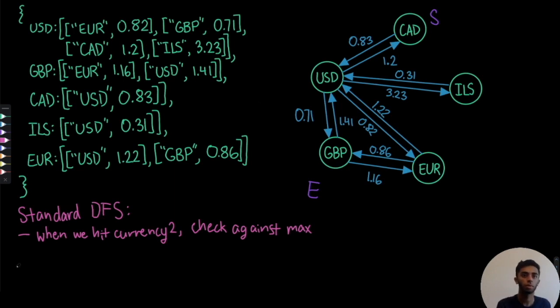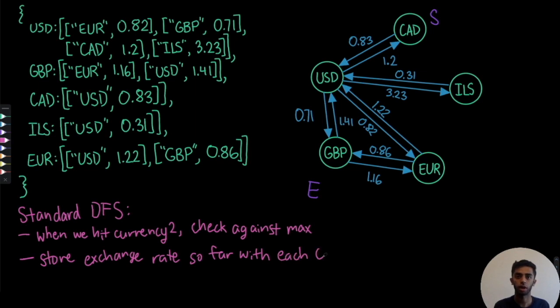So let me write that here, and then I'll show you what I mean. I'll just write: store exchange rate so far with each currency in the stack. All right, so as an example, the way we would do this is, I'll do this on the bottom right corner. So we'll have our stack here.